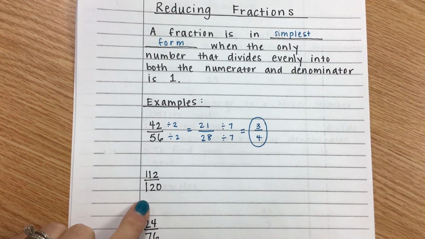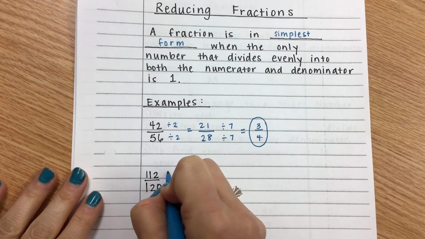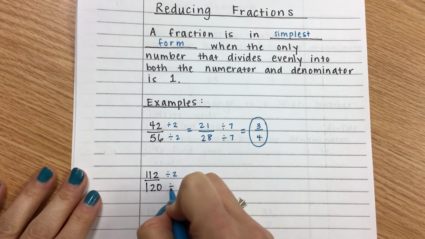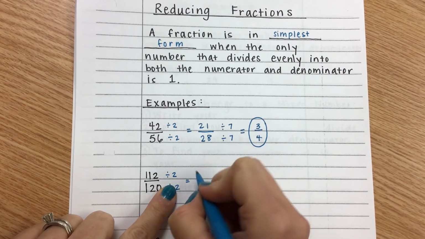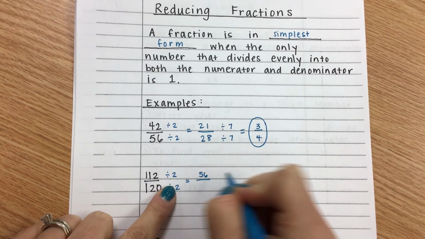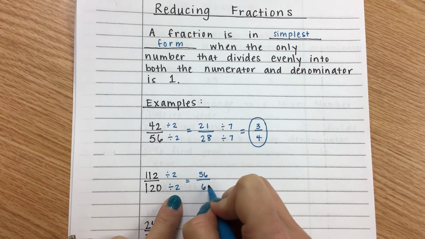All right, our next example is 112 over 120. Once again, I see that they're both even. Now, I could do a larger number, but this is what my kids feel most comfortable doing, and I'm making this video for them. So 112 divided by 2 gives me 56. 120 divided by 2 gives me 60.